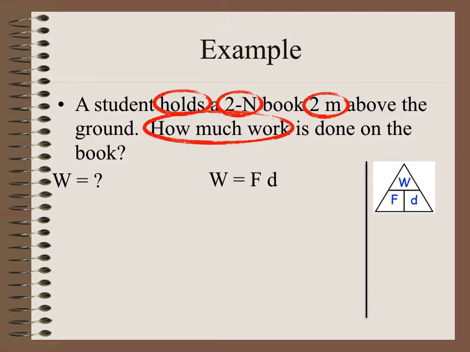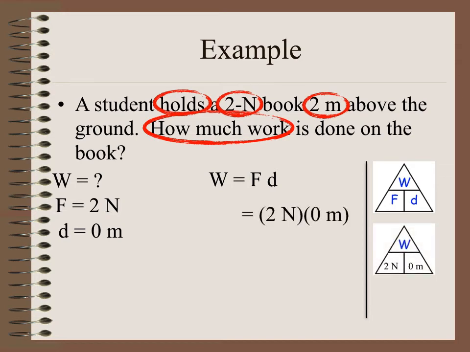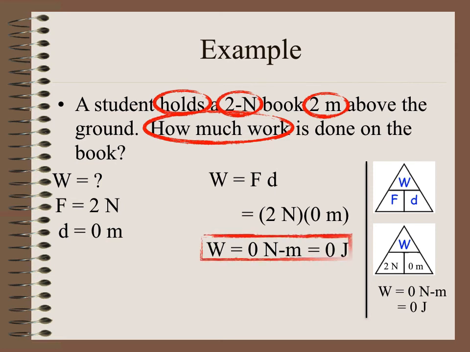Now, technically, we could say the net force on here is 0 because it's like you sitting on your chair. For simplicity's sake, we're just going to say that the force is 2 newtons. But the distance that he moves it is 0. So in either case, when we substitute our numbers in, whether it's 0 times 0 or 2 times 0, we're going to get 0 Newton meters or 0 joules of work. You must have movement in order for work to occur. So our final answer in this case is 0.